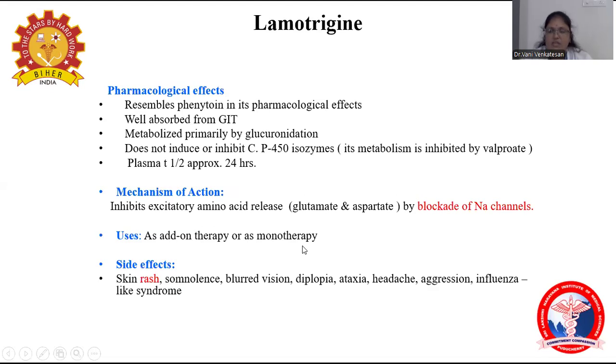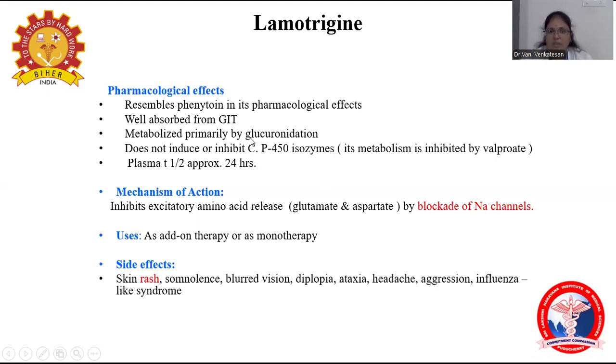Let's see individual drugs. Lamotrigine. Lamotrigine has a pharmacological effect similar to phenytoin. In the mechanism of action, what did we see? Phenytoin blocks calcium ion conductance as well as sodium ion conductance across the cell membrane. This drug also blocks the release of GABA and glutamate. So glutamate is an excitatory neurotransmitter, which plays an important role in seizure discharge. This is prevented by binding of these drugs.